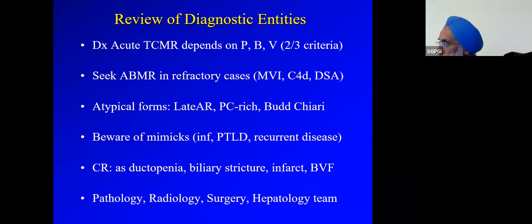Atypical forms of rejection must be remembered: late acute rejection, plasma cell-rich rejection, Budd-Chiari-like presentation. We have to beware of mimics of rejection, PTLD, recurrent disease. Then chronic rejection has to be diagnosed with ductopenia in the presence perhaps of strictures, infarction, biliary vascular fistulas. And then very important, the pathology, radiology, surgery, and hepatology teams must always work together, have good communication, so that the biopsy findings can be interpreted in the right context.